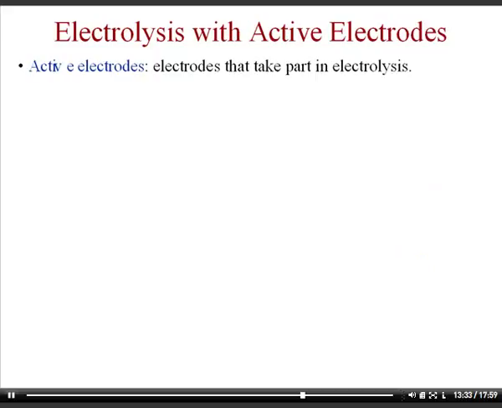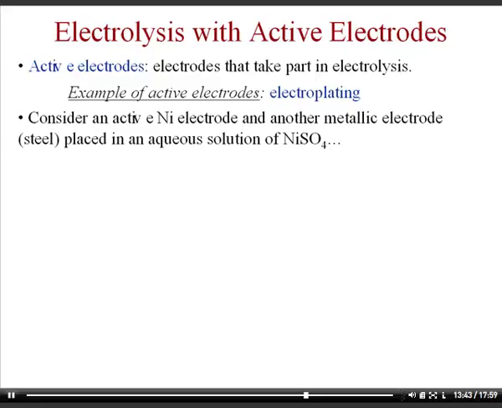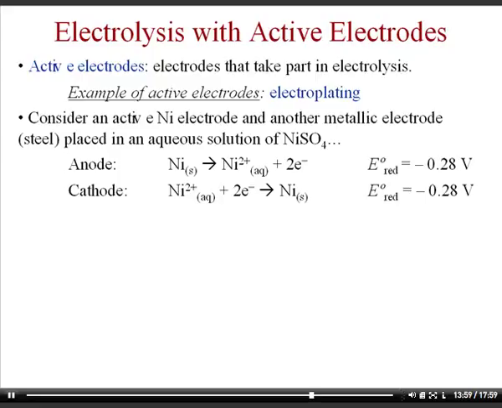Now you have something called an active electrode, defined on the next slide. Electrodes that take part in electrolysis are called active electrodes, and an example of an active electrode is the process called electroplating. So if you consider this example, you have an active nickel electrode and another metallic electrode, for example steel, placed in an aqueous solution of nickel sulfate. What happens is at the anode you have nickel solid turning into nickel ions, and at the cathode you have nickel ions turning into nickel solid.